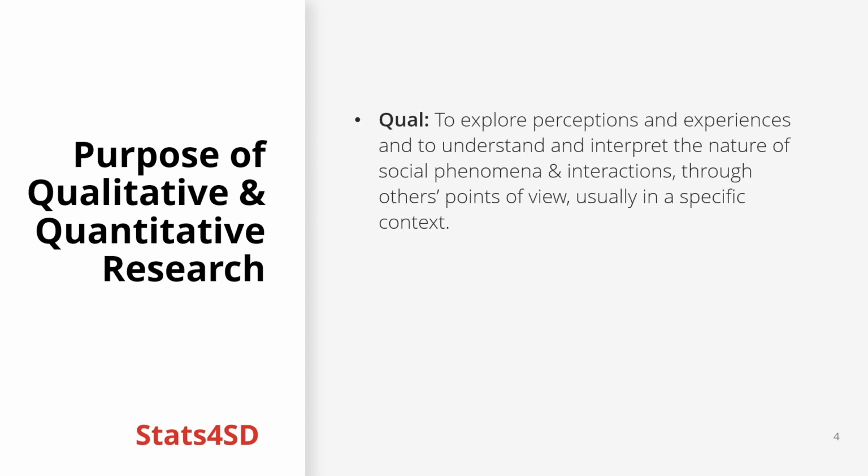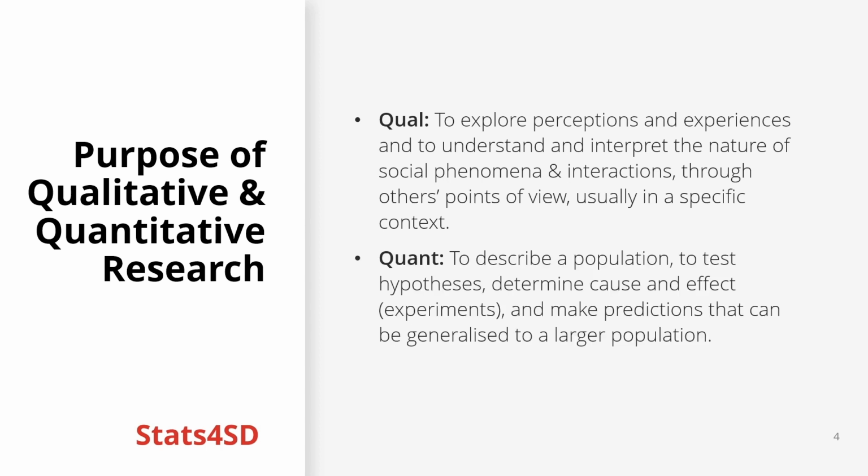The aims of qualitative research include understanding and interpreting the nature of social phenomena and interactions through the participants' and the researchers' points of view. To achieve these aims, qualitative research uses tools that allow to explore participants' perceptions and experiences, usually in a specific context. Differently, quantitative research aims to describe a population, test hypotheses, use experiments to determine cause and effect, and make predictions that can be generalized to a larger population.